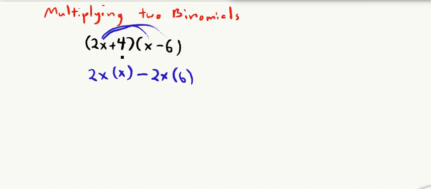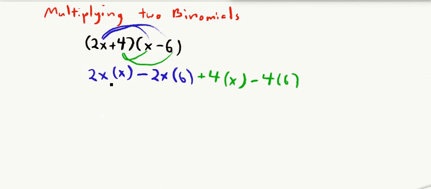So we're going to do more or less the same thing. That 4 needs to be distributed to both things in the other set of parentheses. So we're going to do 4 times x, so we have plus 4 times x, and then 4 times 6, so we have minus 4 times 6. All right, so we distributed the first thing in the first set of parentheses to both things in the second set, and then the second thing in this first set of parentheses to both things in the second set of parentheses. All right, so now we just need to simplify and then combine like terms.